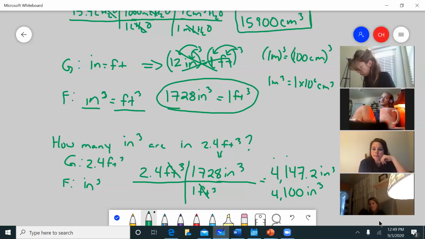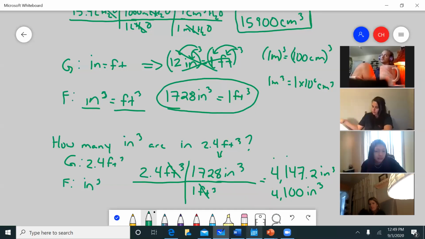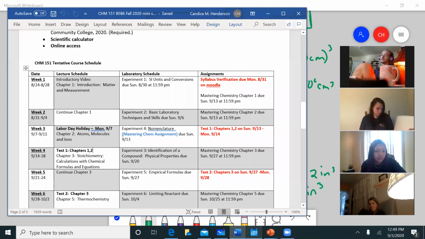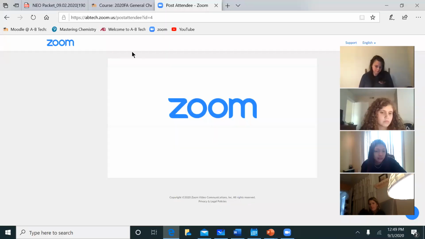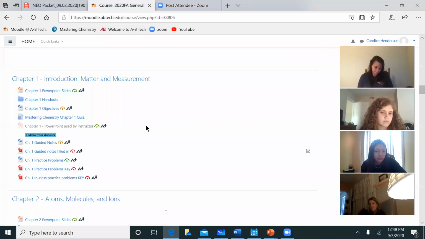So the guided notes, I'll share here. Where is it? Moodle has some additional practice problems. That'll probably be helpful for y'all. So if you want, you can go down here, guided notes, and then there's actually guided notes that are filled in. So you can use these if you need some additional help with dimensional analysis.